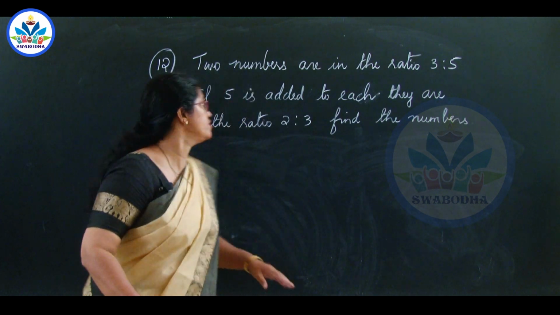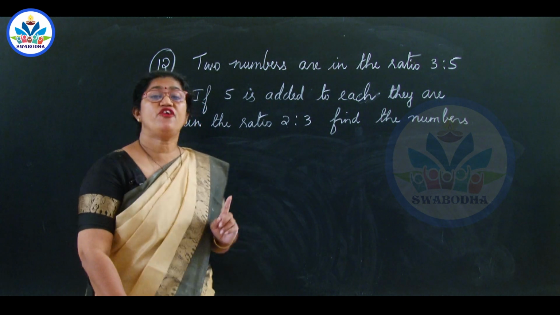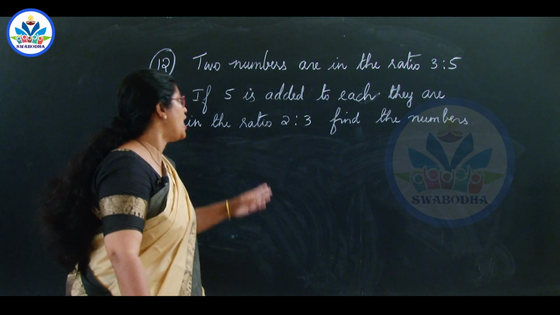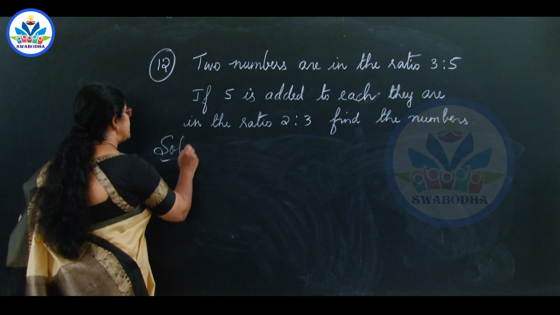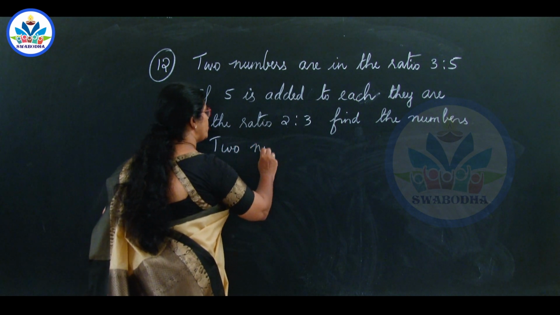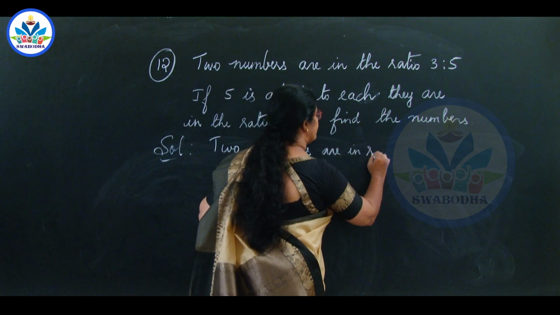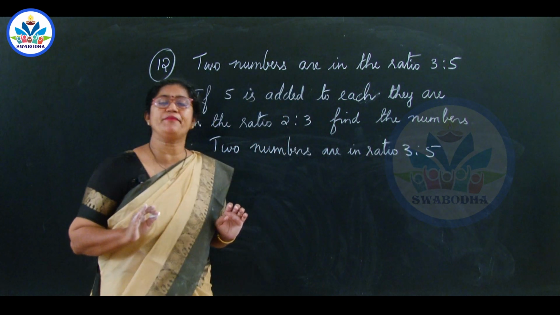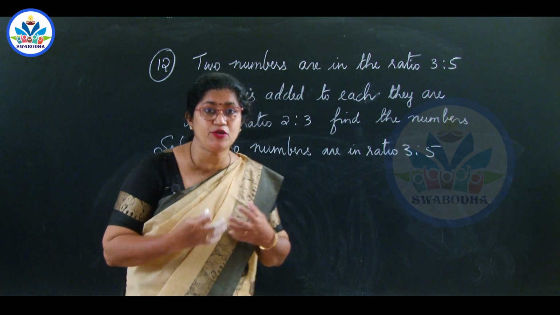Question number 12. Two numbers are in the ratio 3:5 and if 5 is added to each, their ratio will be 2:3, and you are asked to find the numbers. So, what is given to us? Given that the two numbers are in the ratio 3:5. The moment you know the two numbers are in the ratio 3:5, how do we say let the numbers be? Now we know it already.